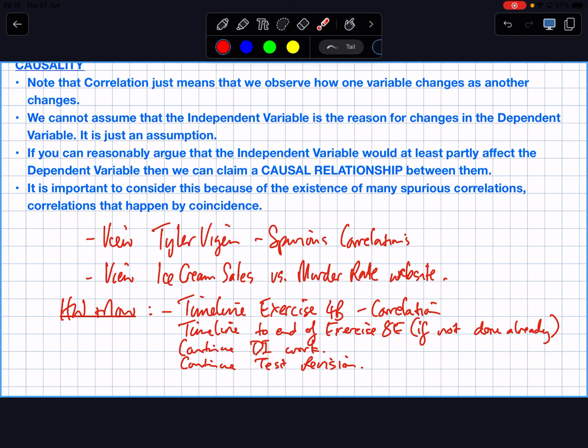So yes, just keep in mind that it's not always causal, but if you can argue that it is, then you can make that assumption.